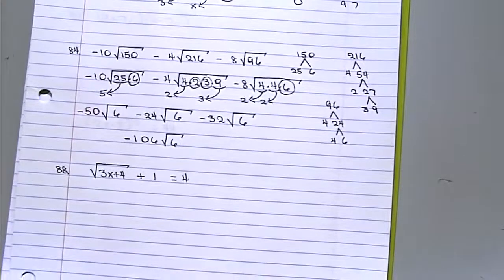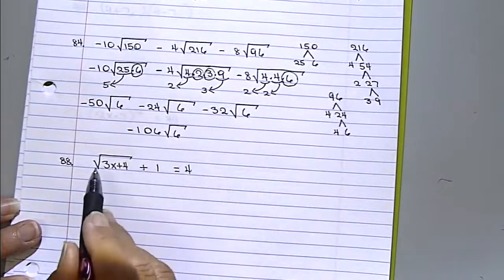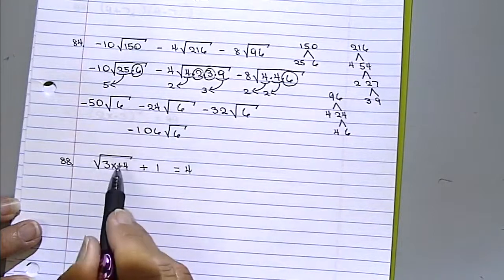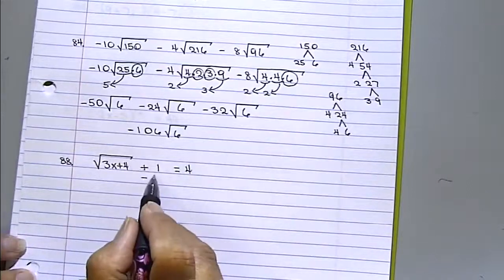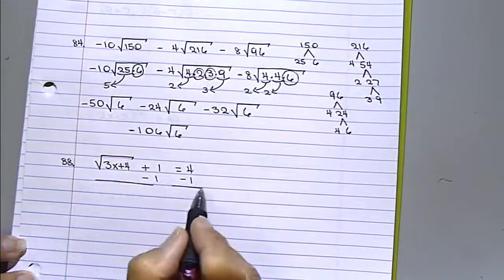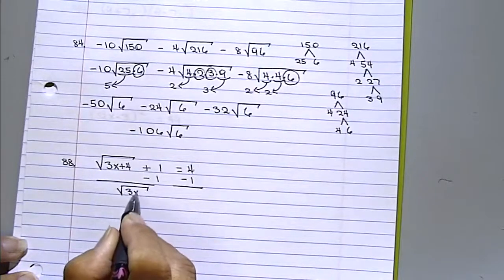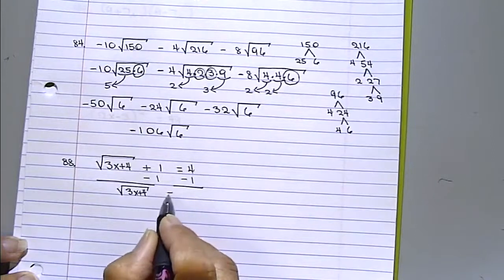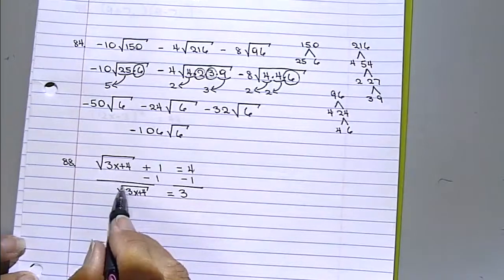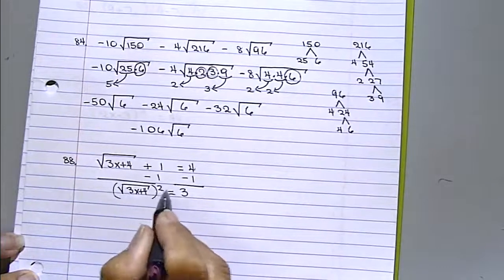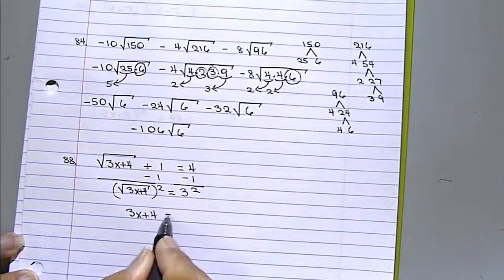All right, let's take 88. It's 3x plus 4 plus 1 is equal to 4, and this is a square root. Let's do this by getting the square root on one side, the numbers on the other. Subtract 1 from both sides of this thing. You will have the square root of 3x plus 4 is equal to 3, right? Now, what do I do to get rid of the square root? I square it. Take this and square it. Take this and square it. So I end up with 3x plus 4 is equal to 9.